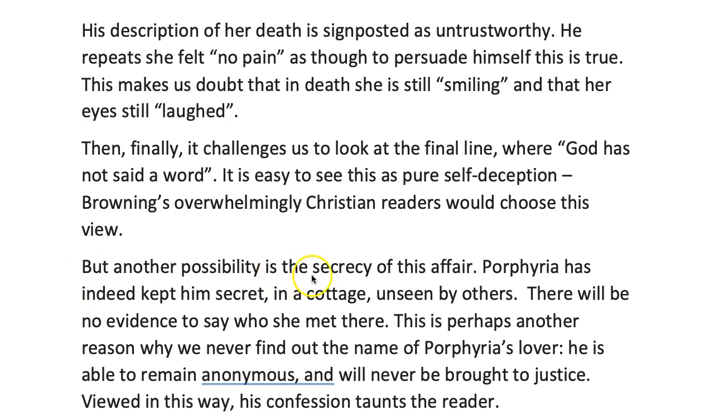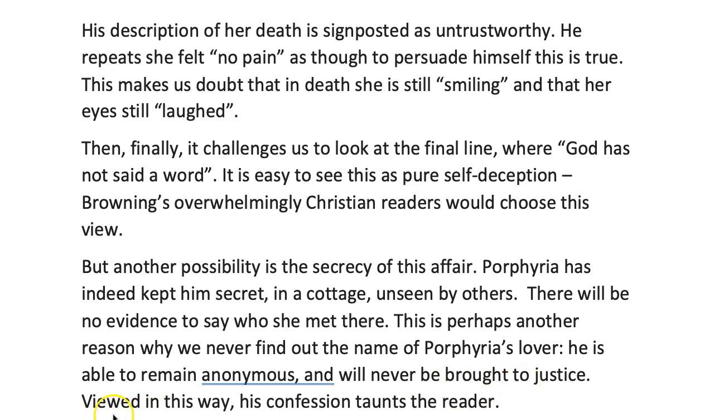But another possibility is the secrecy of the affair. Porphyria has indeed kept him secret in a cottage unseen by other people. There will be no evidence to say who she met there. This is perhaps another reason why we never find out the name of Porphyria's lover. He is able to remain anonymous because he's never going to be caught. He'll never be brought to justice.